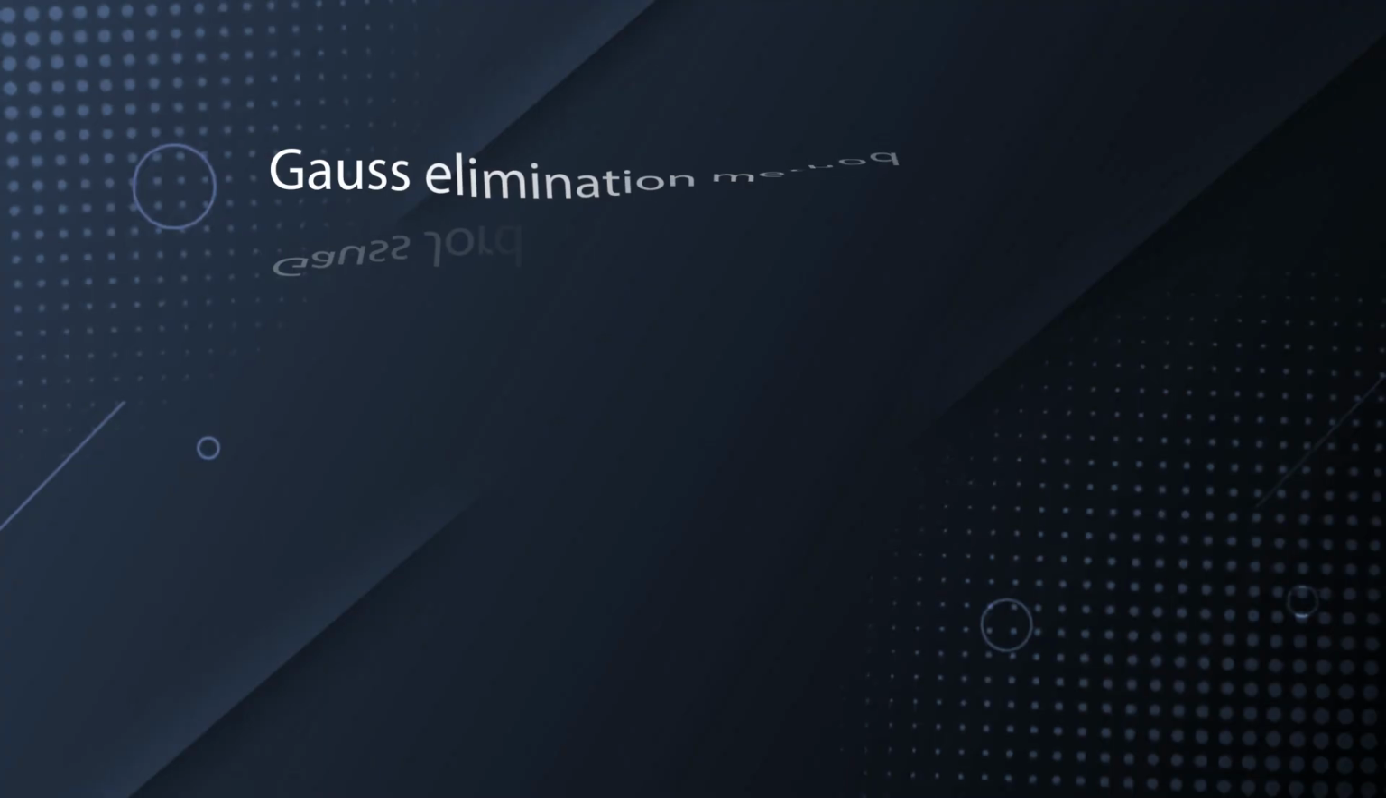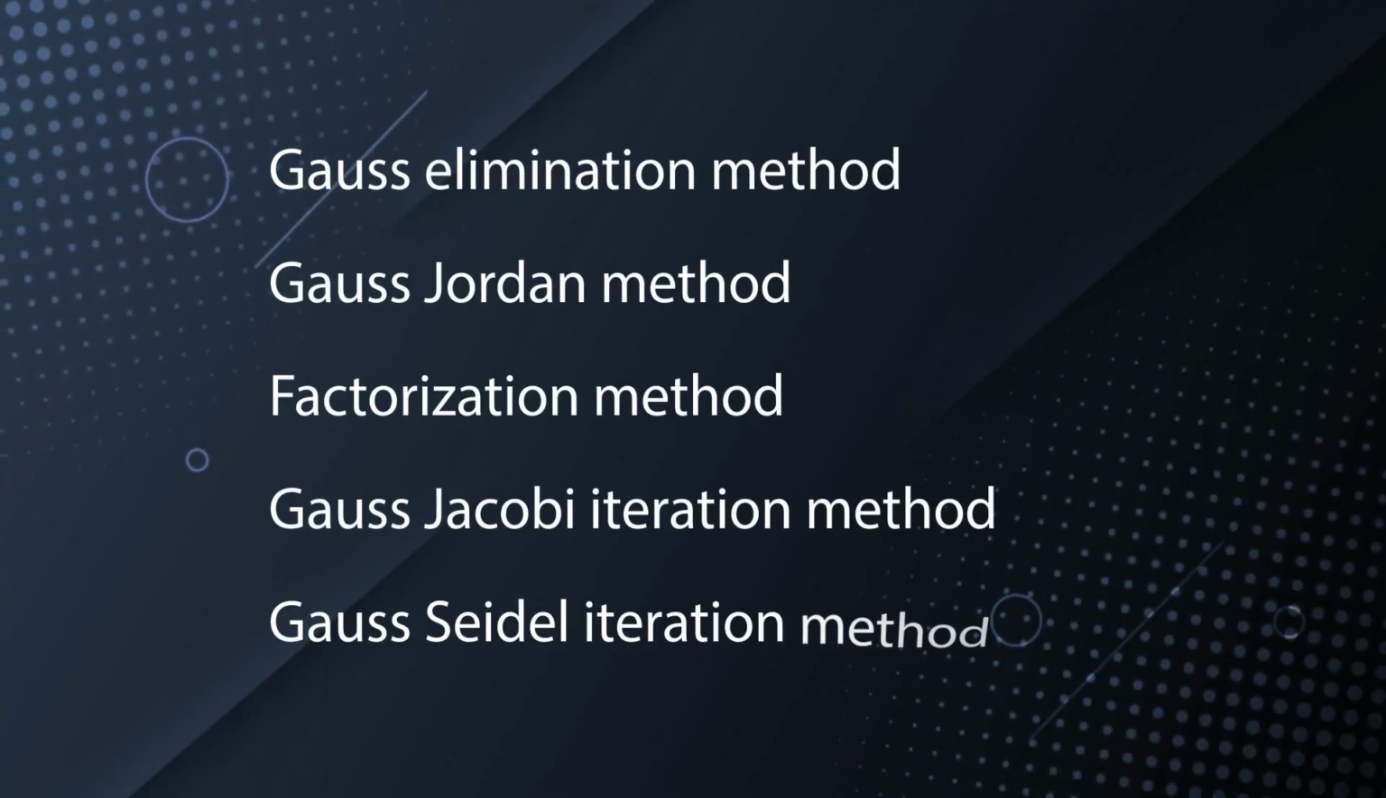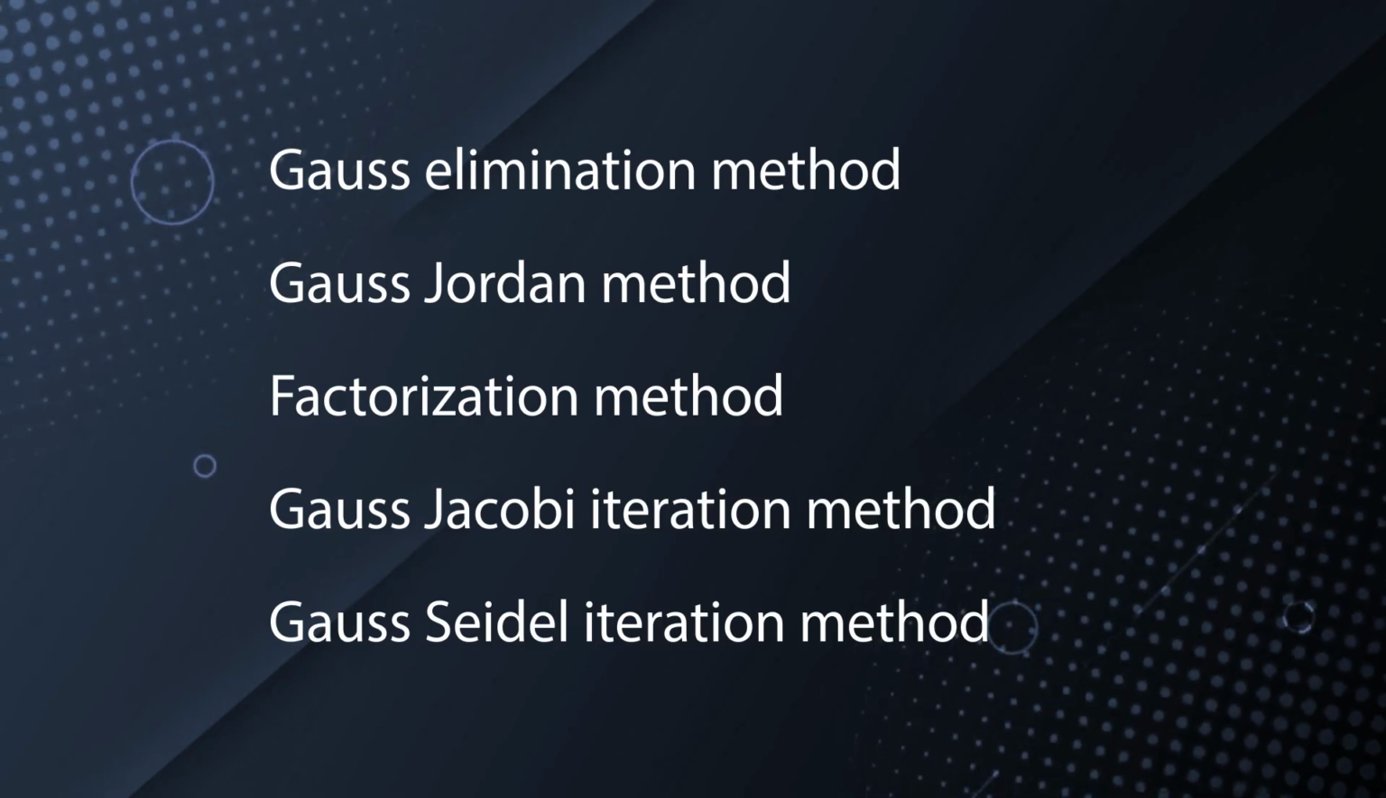The direct and indirect methods of solving linear system of algebraic equations will be discussed in this course. It includes Gauss elimination method, Gauss-Jordan method, factorization method, Gauss-Jacobi iteration method and Gauss-Seidel iteration method.